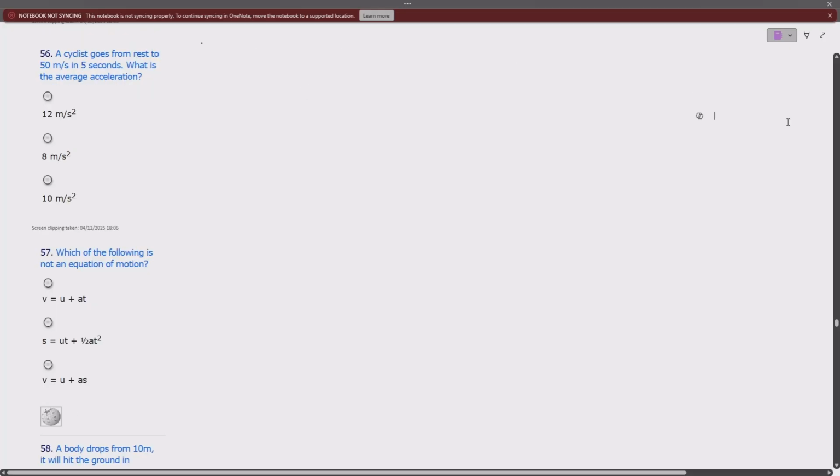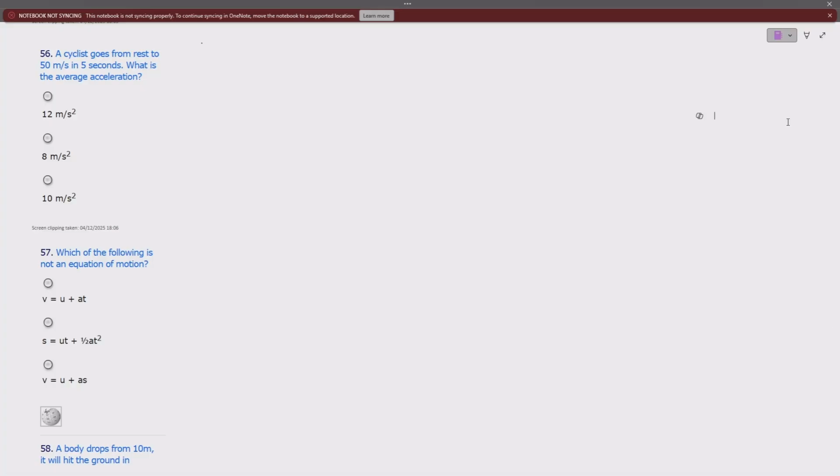Alright, feel free to pause the video and solve the question. Question number 56. A cyclist goes from rest to 50 meters per second in 5 seconds. What is the average acceleration? When you go from rest, your initial velocity u equals 0 meters per second. The final velocity v equals 50 meters per second. Time t is 5 seconds.